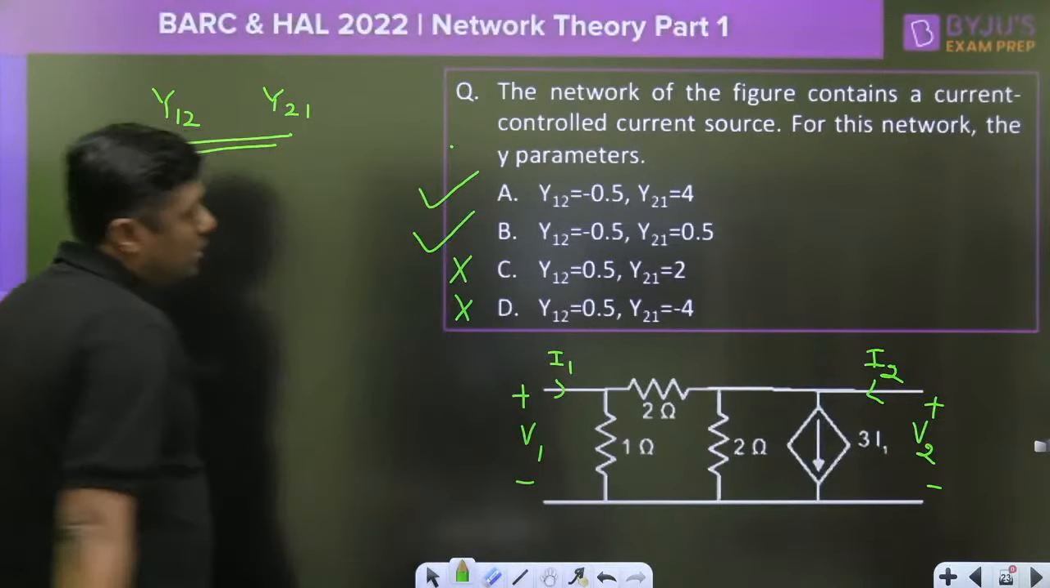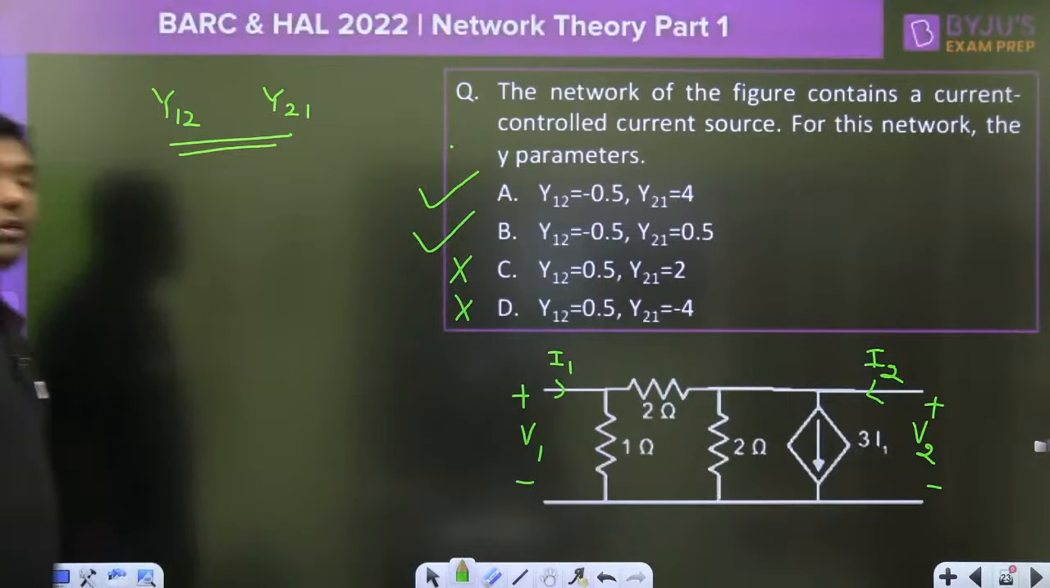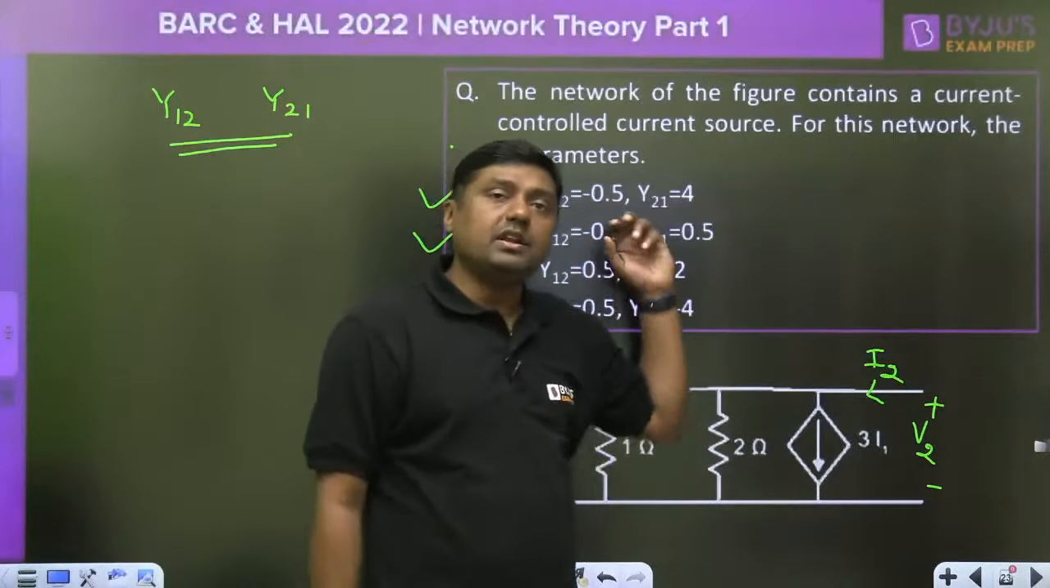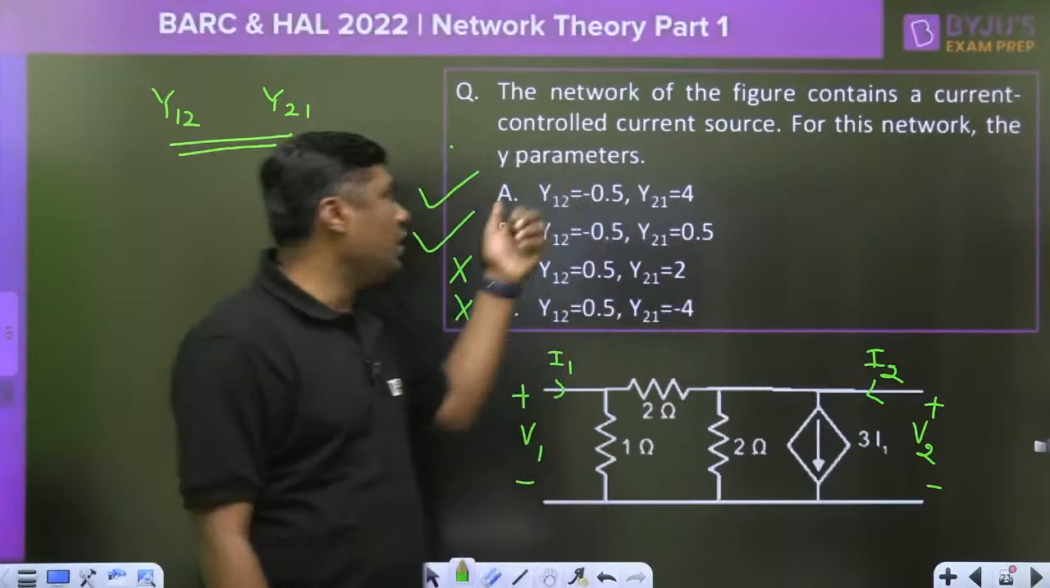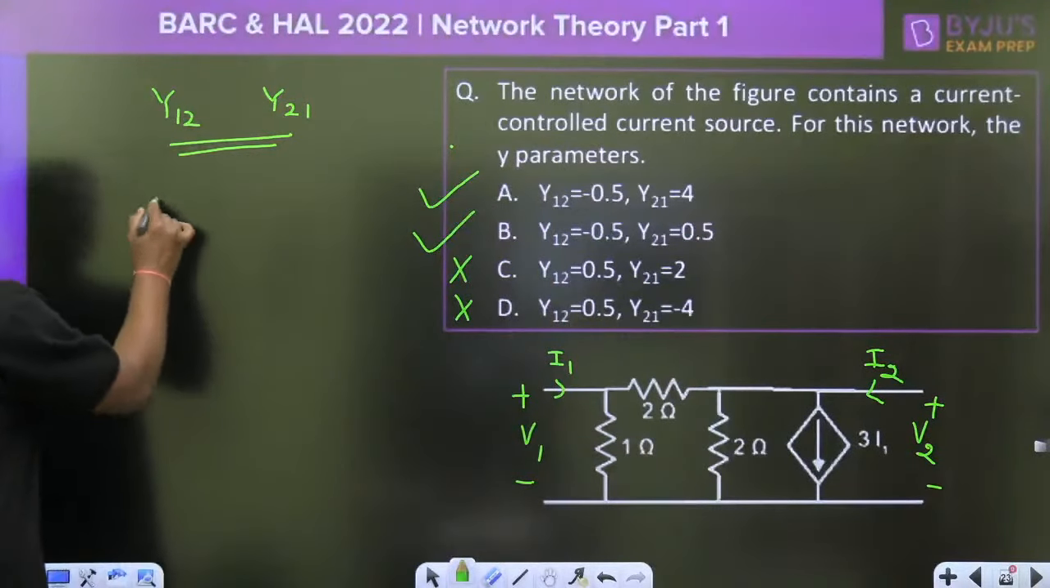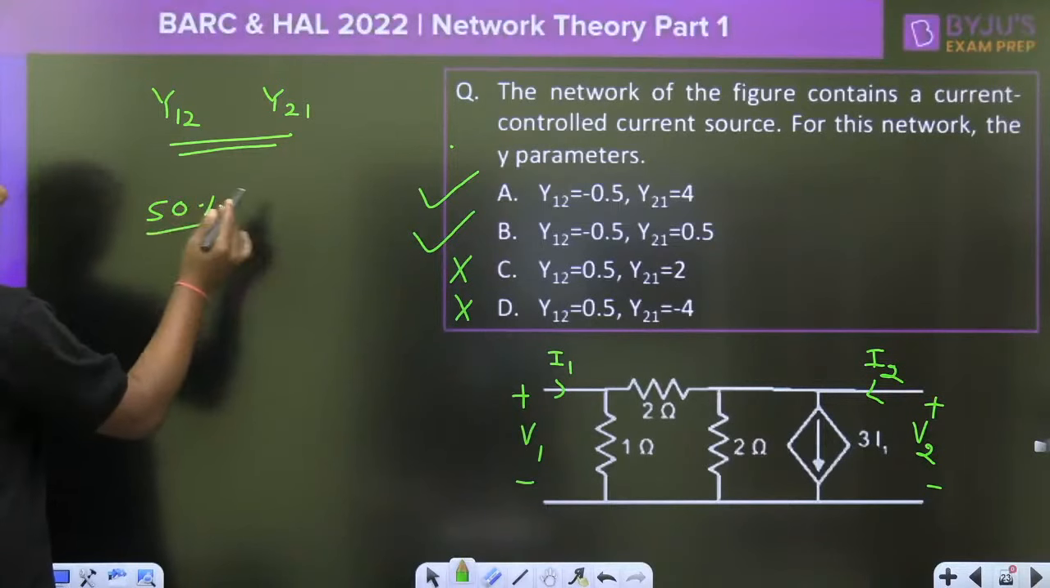Now you can take a calculated risk. If we have limited time, then in 10 seconds you can mark A or B. 50% probability, 50% chance the answer may be correct.